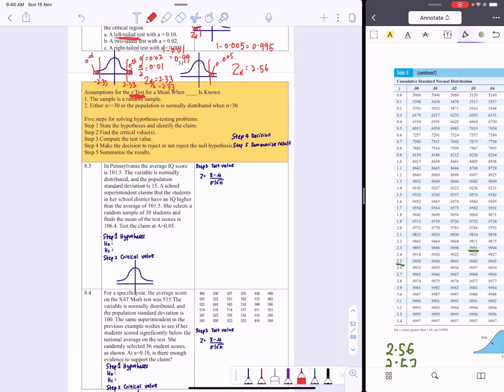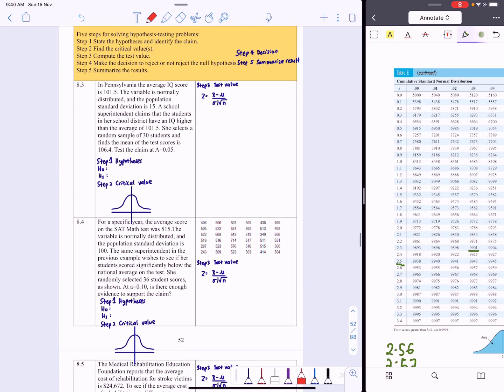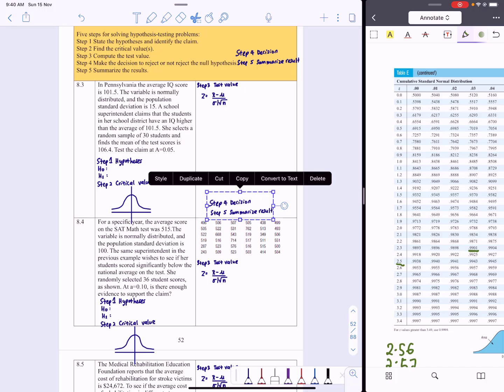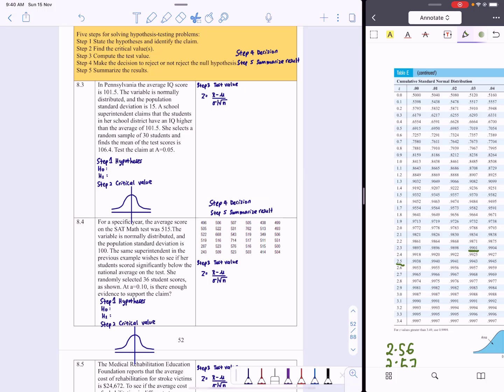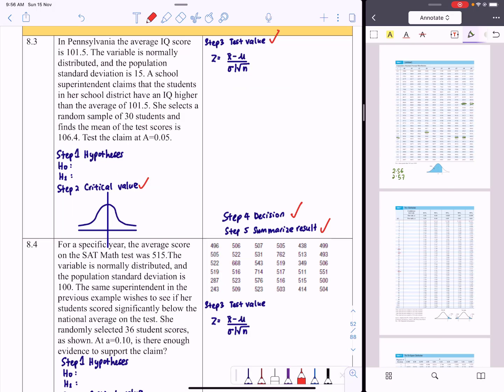Dia ada step sampai step yang ke-5. Okay, dia ada 5 step you need to understand. Okay, up until step yang ke-5 ni. Dia ada step 1 hypothesis writing, step 2 critical value, step 3 test value, step 4 decision, step 5 result and summarize result. In Pennsylvania, the average IQ score is 101.5.